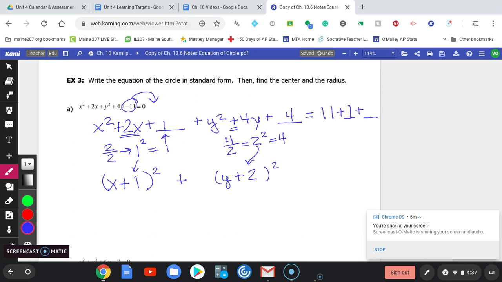But now if I've added that on the left side of the equation, to keep it in balance, I need to add it on the right side. And so now I know that 11 plus 1 plus 4 is equal to 16. So now here's my equation in standard form.